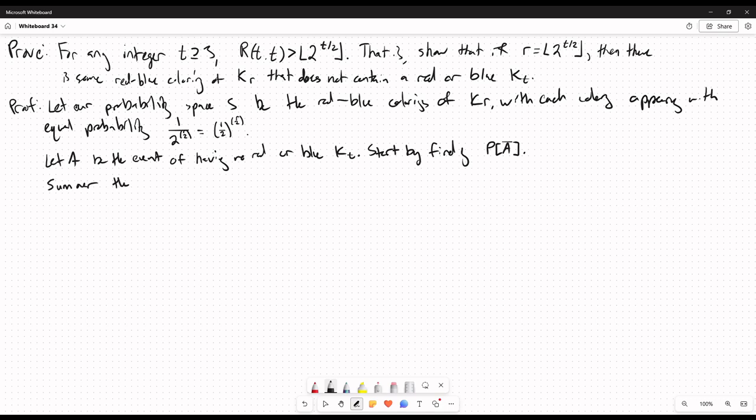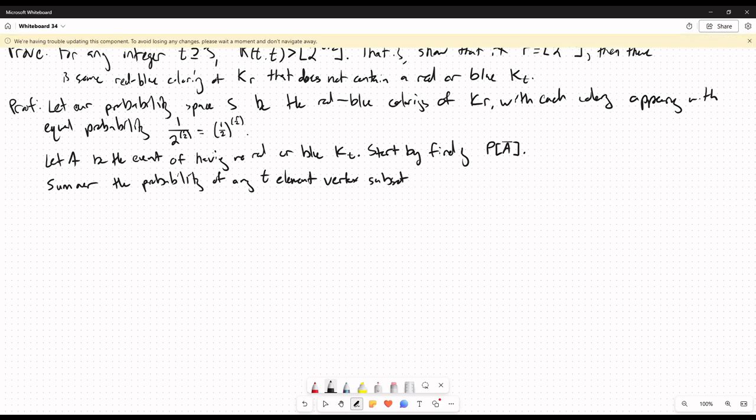the probability of any t element vertex subset of Kr being all the same color. I'll just say being a red or blue Kt.